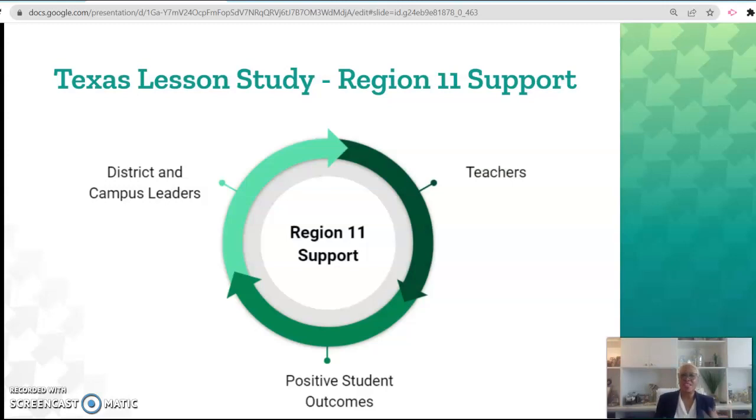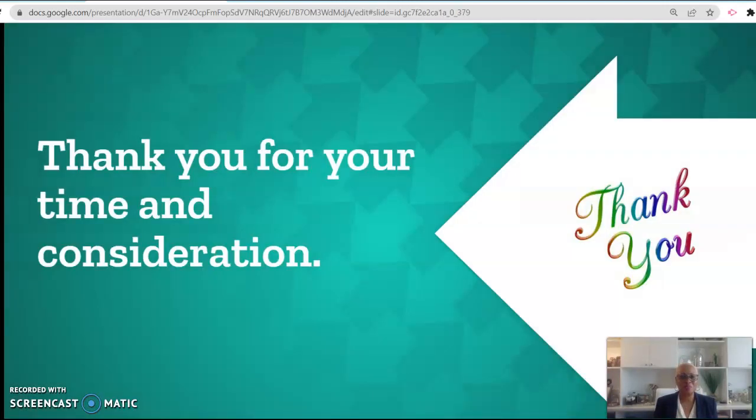I envision that the Texas Lesson Study or Region 11 support would be a continuous cycle. At the core would be Region 11 support. We're supporting the district and campus leaders who are supporting the teachers who are supporting and creating positive outcomes for students. And it's just a continuous positive cycle of improvement.